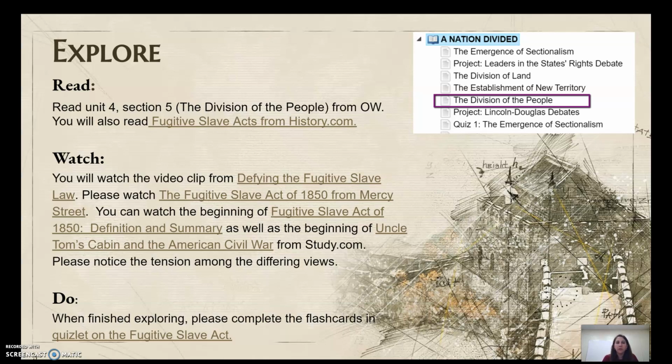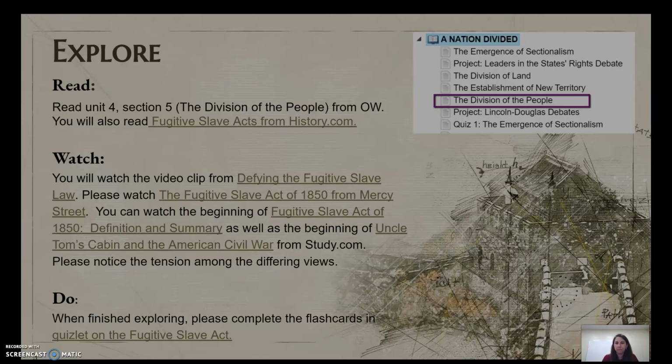You're going to read Unit 4, Section 5. Also read Fugitive Slave Acts from History.com. There are some really great video clips for you to watch. Remember, from study.com, you can just watch the beginning of them, but there's a lot of great information in the beginning of the 2 videos there. And then there's a Quizlet on the Fugitive Slave Act as well.